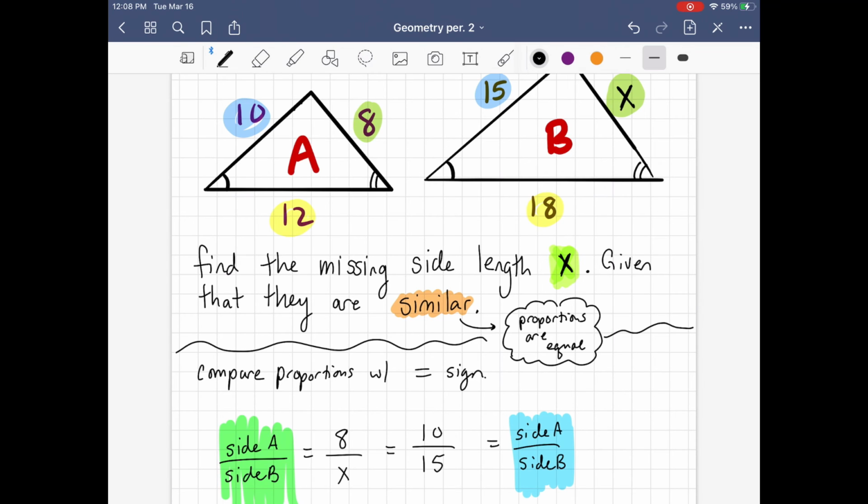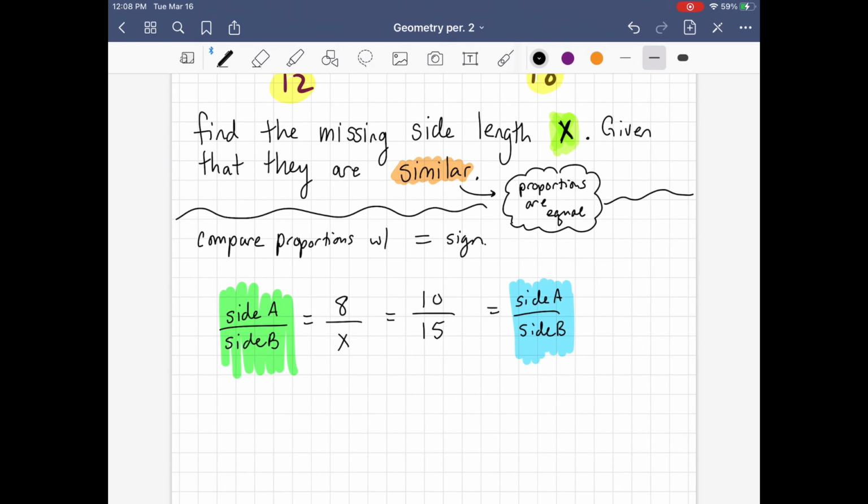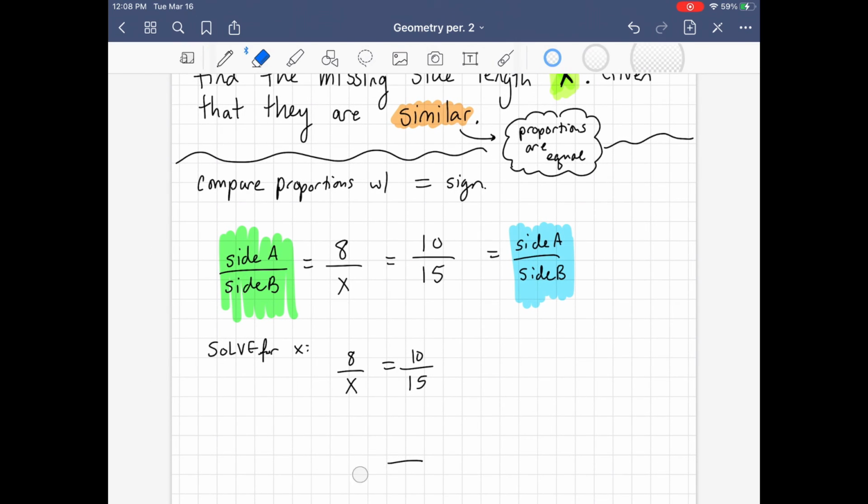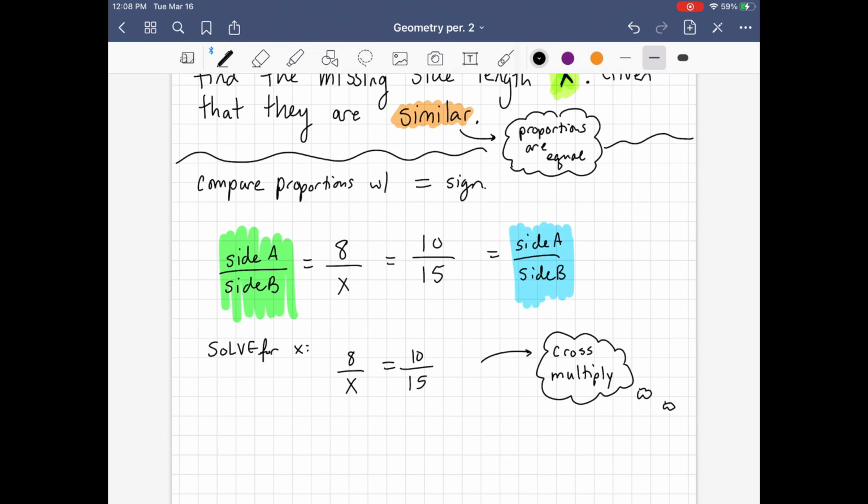So 10 over 15. Okay, so I've got an equation set up with a couple fractions. We need to solve for x. So I have 8 over x equals 10 over 15. And the way we do this, you might remember this from another math class. It's called cross multiplication, or we're going to cross multiply. So I'm just going to put this in a little thought bubble here. We're going to cross multiply. That's how we're going to solve.